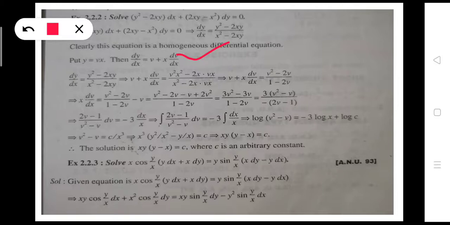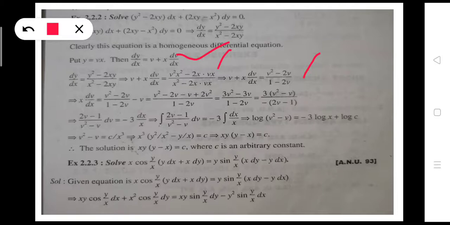Now substitute these two values in the required given equation, that is written as dy by dx is equal to (y square minus 2x) by (x square minus 2y). dy by dx is written as v plus x into dv by dx, y is v square x square... and minus 2x into y means vx, by x square minus 2x into y, here vx. And simplify, we get v plus x into dv by dx is equal to, here x square is common from numerator and denominator and gets cancelled. We get v plus x into dv by dx is equal to (v square minus 2v) by (1 minus 2v).